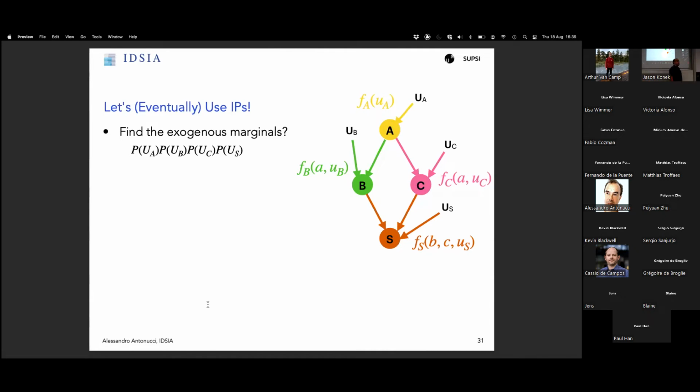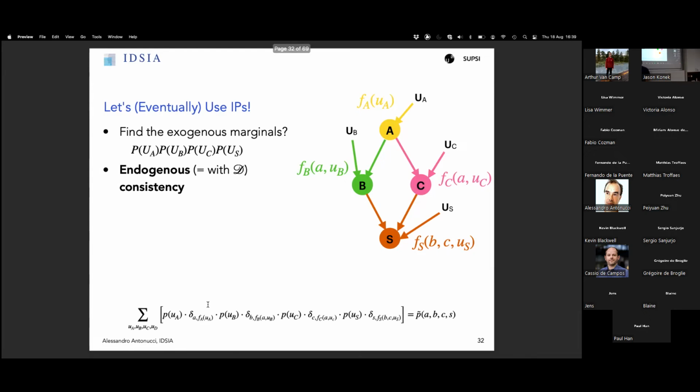So our problem is, we know that with the complete specification of the structural causal model, with the P of U, we can answer those questions. So let me focus on the problem of computing the P of UA, the P of UB, the P of UC, the P of US. To obtain these marginals, we force the consistency with what we observed at the data level. So basically, we force the consistency with the joint probability of A, B, C, and S, the 4 endogenous variables.